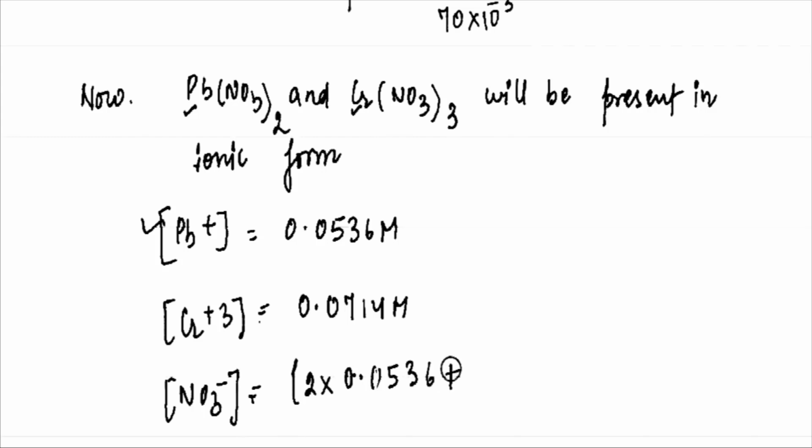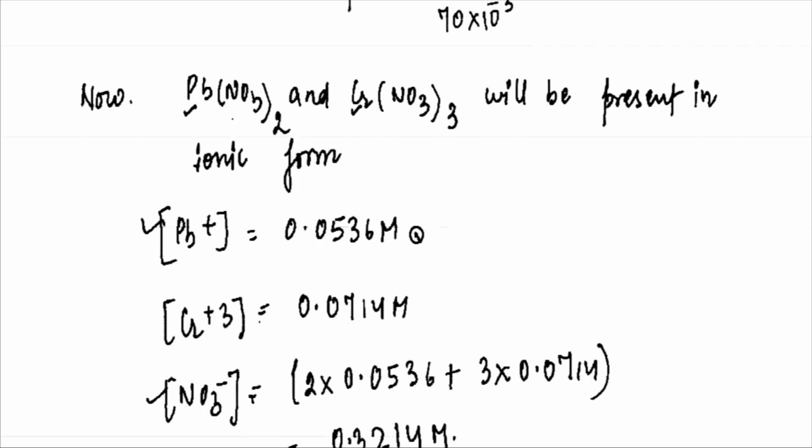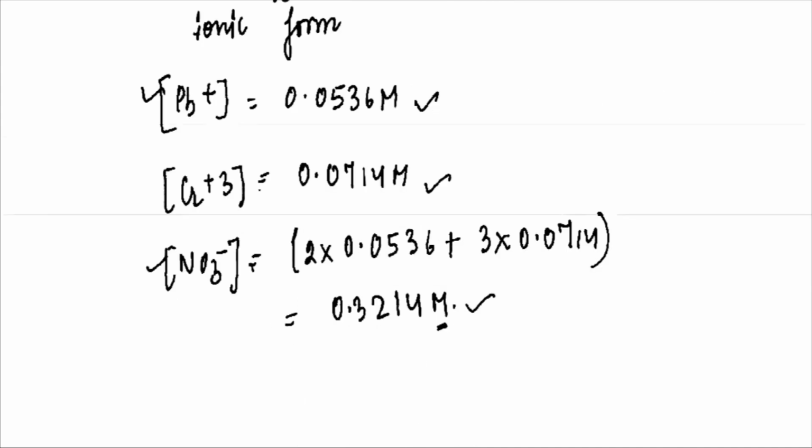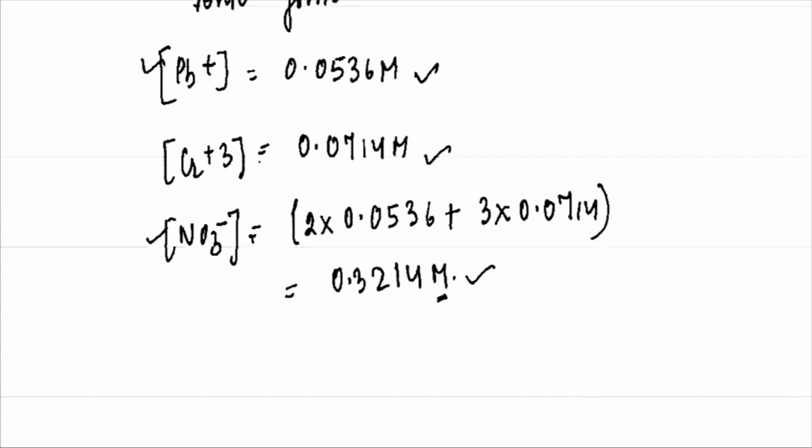And for the nitrate ion, the concentration that we have is 2 times 0.0536, that is the nitrate ion which is present with Pb(NO3)2. So in Pb(NO3)2 we have 2 times this ion, and then we have 3 times 0.0714, right? So this will add up to 0.3214 molar, right? This is the concentration of all these species that are left behind in the solution, right? So this is the required solution for our question. I hope you all understand.